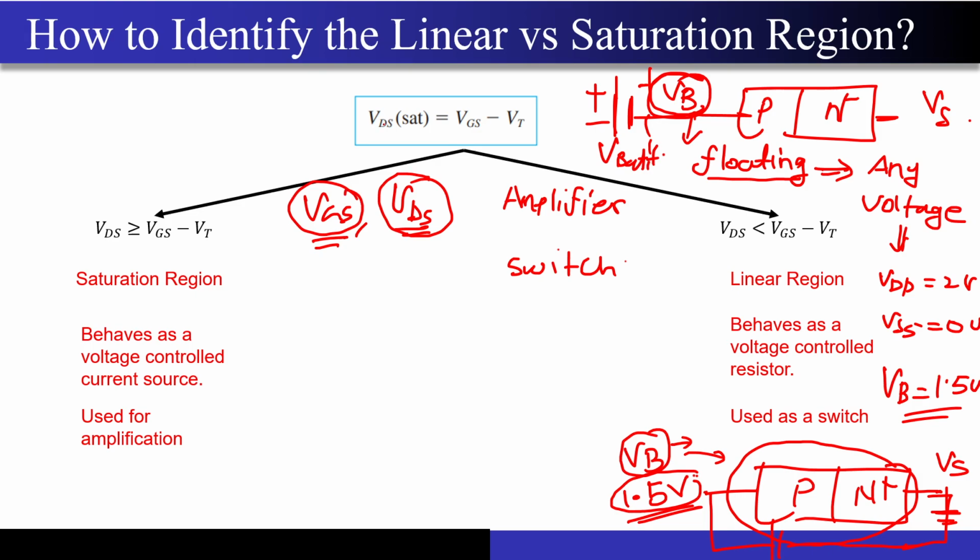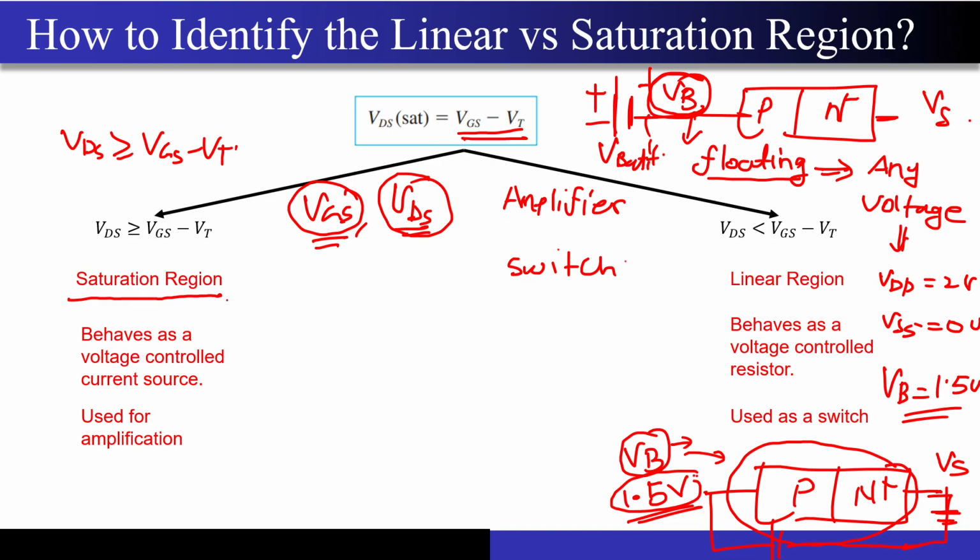So now coming to this point, there is one term called VDS saturation, and its value is equal to VGS minus VT. Sir must have told you this. Now if you apply VDS greater than or equal to VGS minus VT, then we operate the transistor in the saturation region. You know what happens to the channel, right?